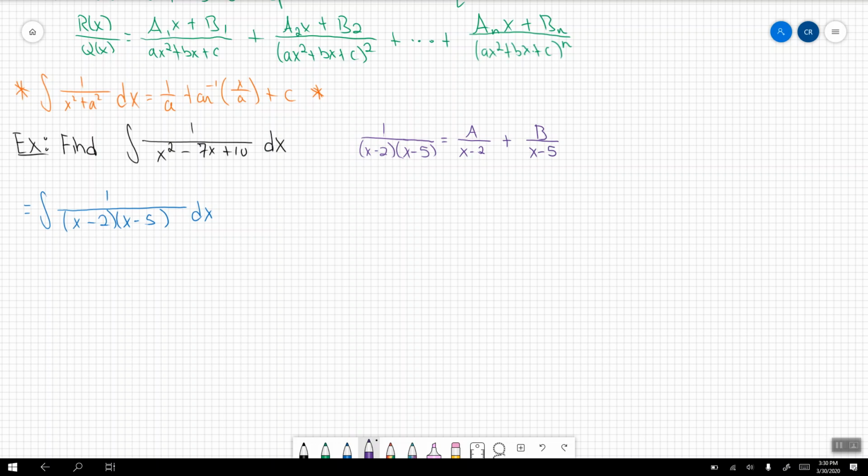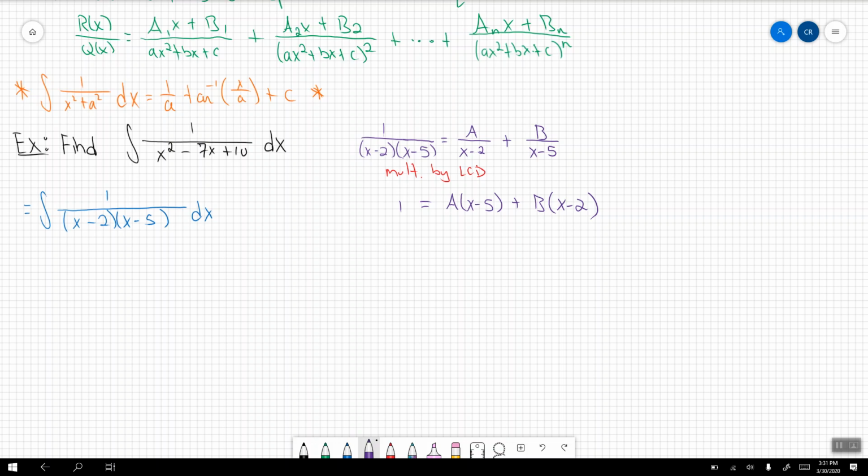Now we're going to multiply both sides by the LCD. The LCD is actually quite nice here because we've already kind of inadvertently found it, which means we're going to get 1 is equal to a times x minus 5 plus b times x minus 2. There we are. All we have to do is figure out what is a and what is b. Easier said than done, but we'll work with it.